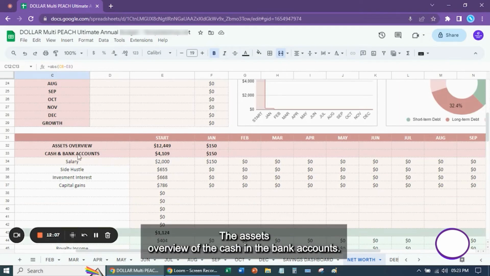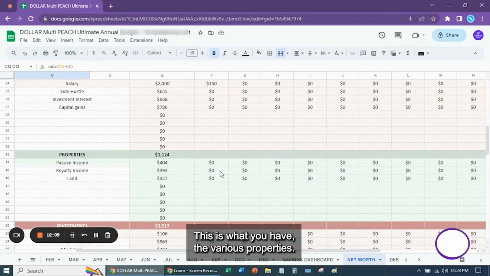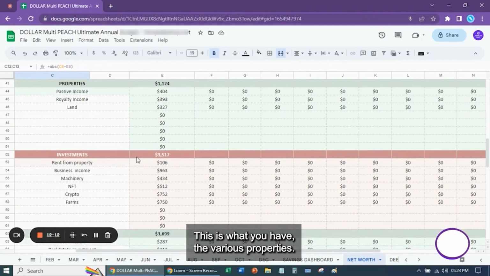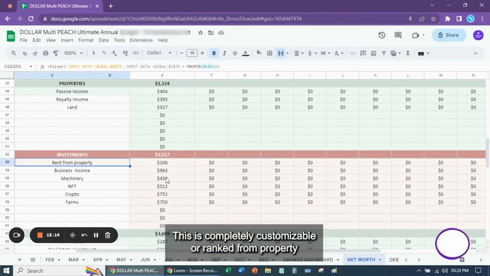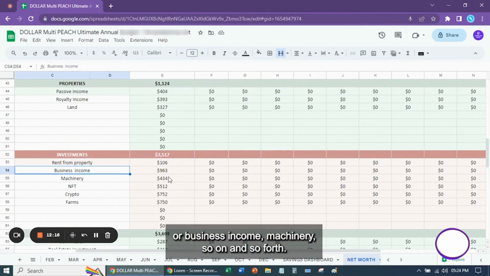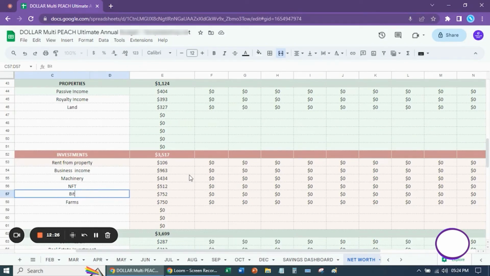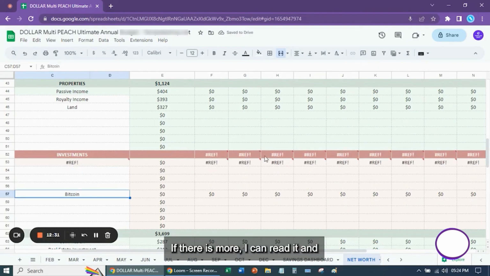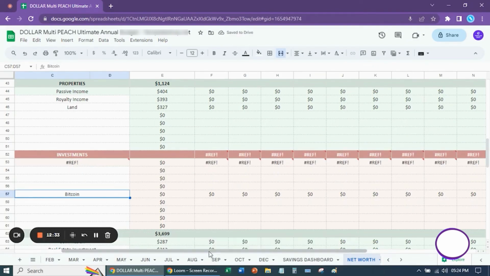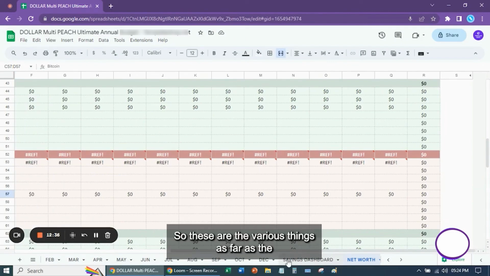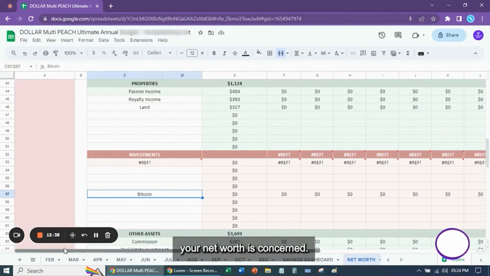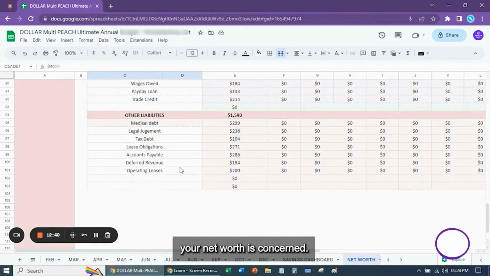The assets overview, the cash in the bank accounts, right? This is what you have. The various properties. This is completely customizable. Rent from property or business income, machinery, so on and so forth. Okay, so crypto, I might say a particular Bitcoin specific. If there is more, I can add it, and everything gets saved online. So these are the various things as far as your net worth is concerned.